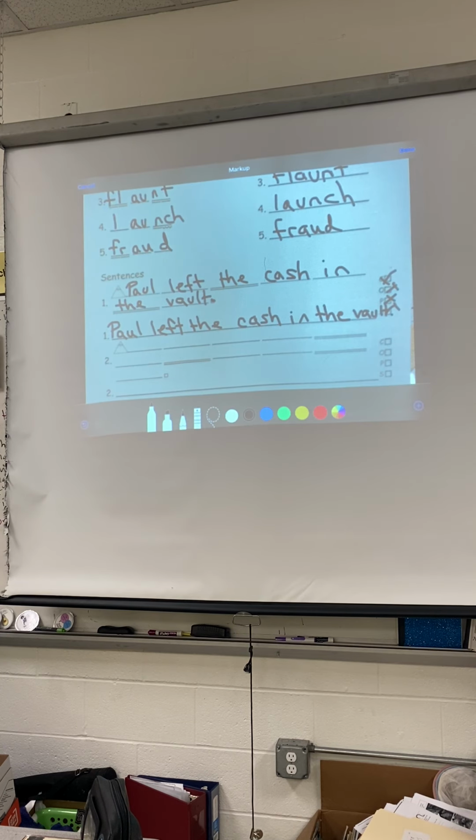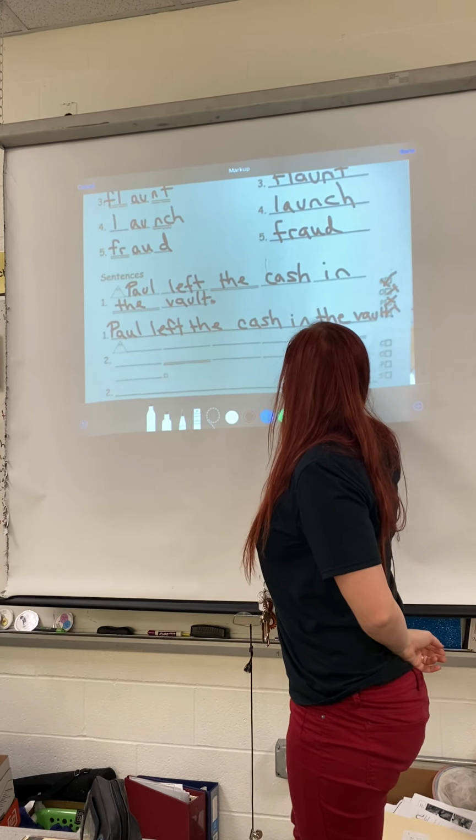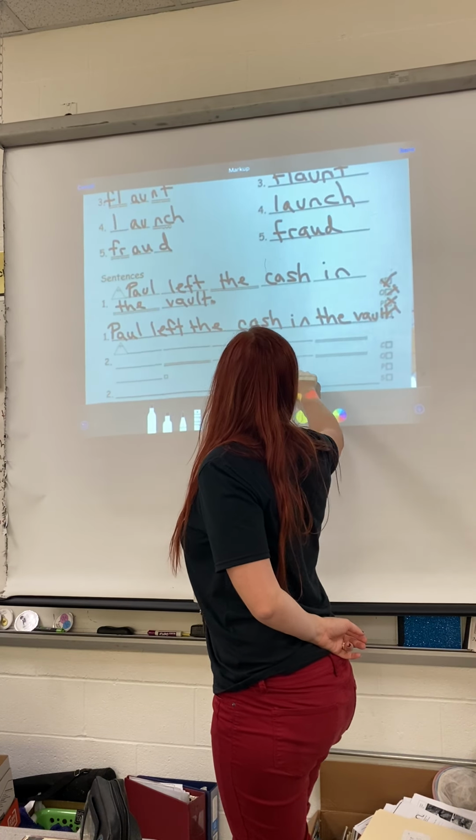All right, our second sentence says, it will be hard to haul the auto up the hill. Say it with me. It will be hard to haul the auto up the hill.